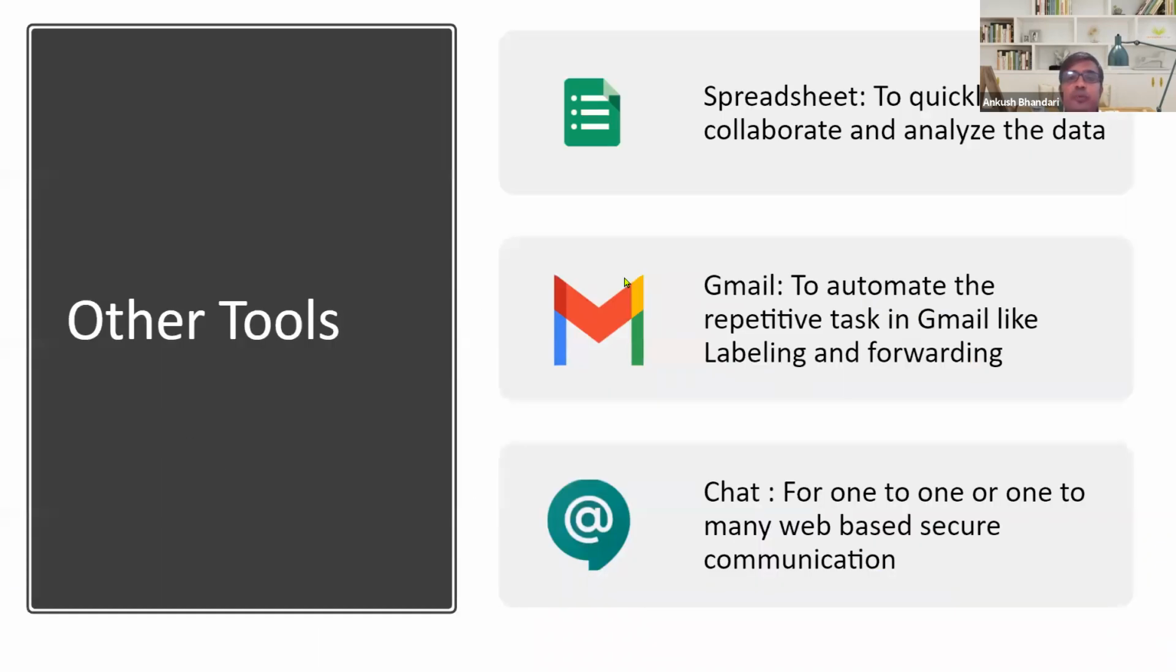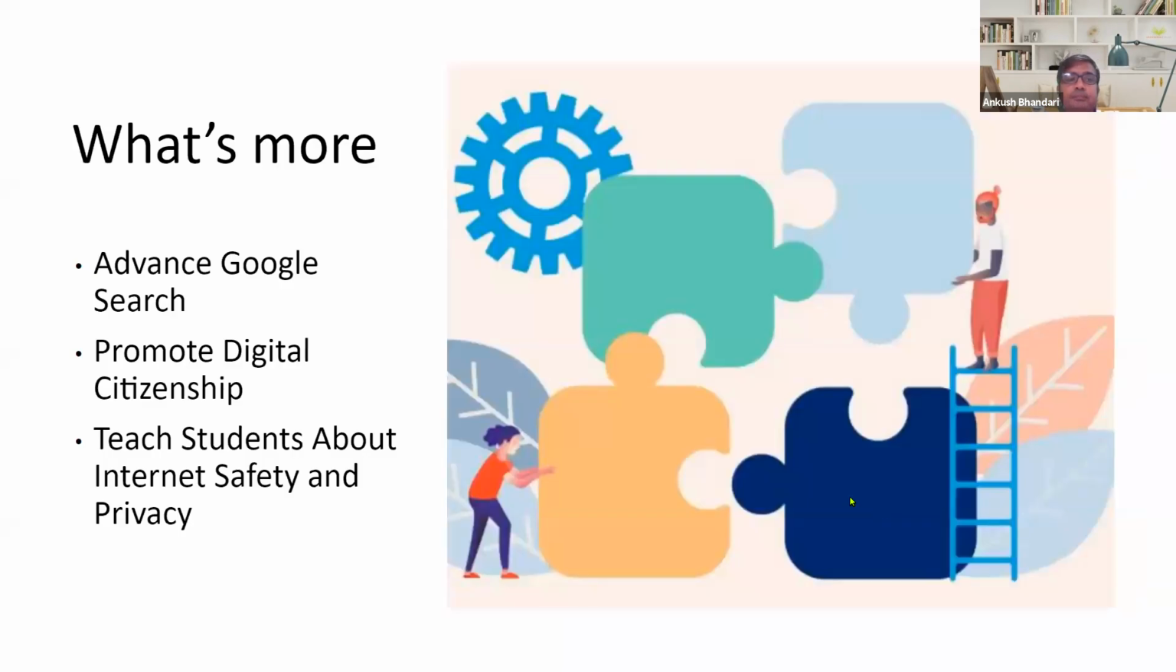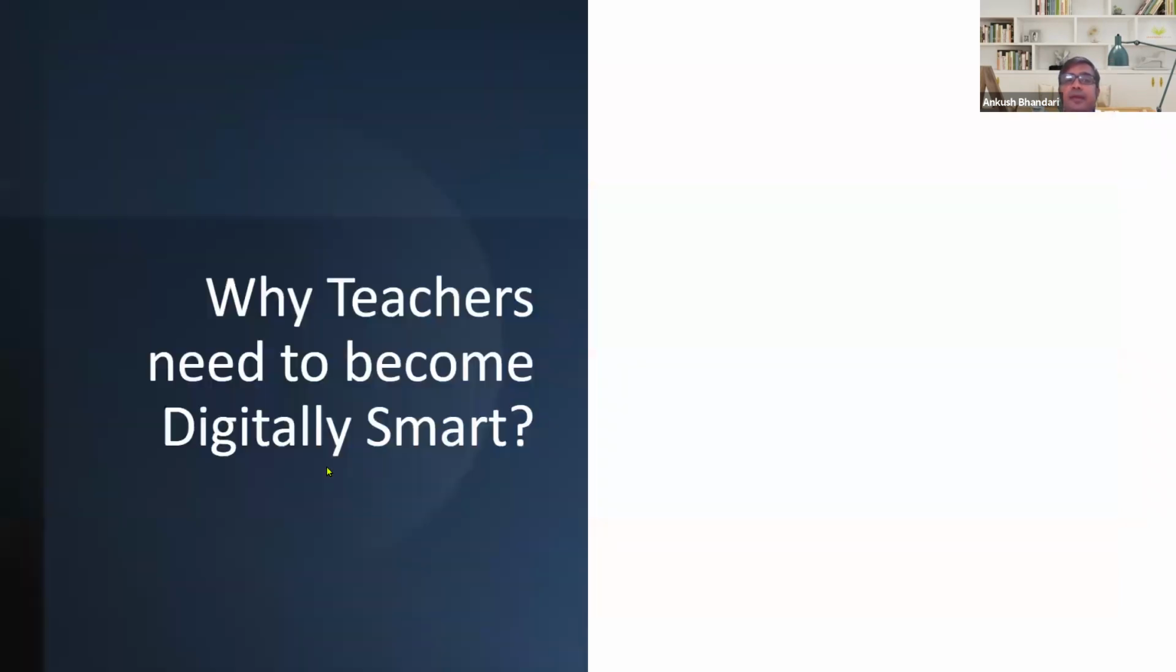And other tools that you'll be learning are spreadsheet to quickly collaborate and analyze the data, Gmail to automate the repetitive tasks in Gmail like labeling, forwarding, and even chat, right? Which is a very secure way. Instead of WhatsApp, you can use Google Chat for all your one-to-one or one-to-many communication. What's more, you will be learning about different advanced search options. You will be able to learn about digital citizenship, why it is very important, and you will be able to teach your students about internet safety and privacy, right?